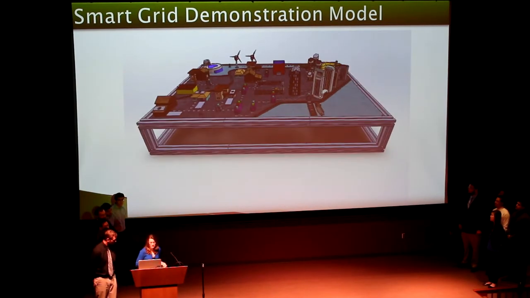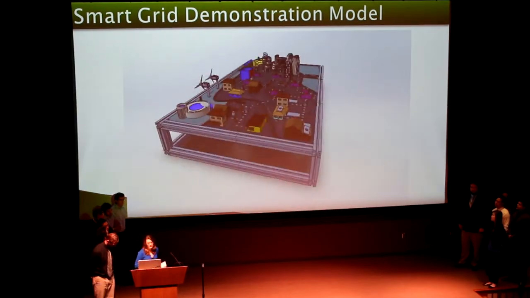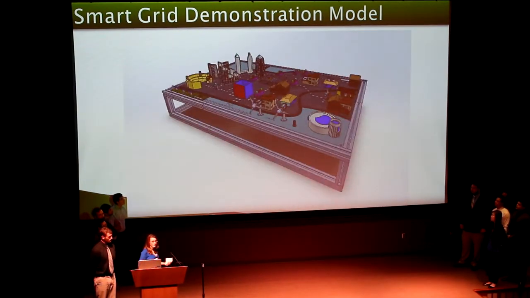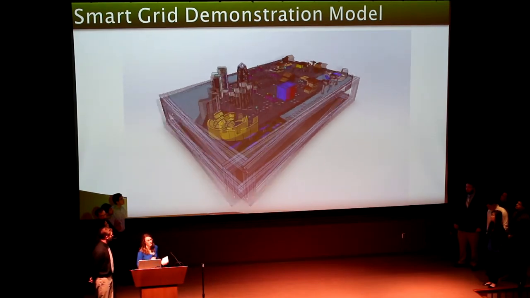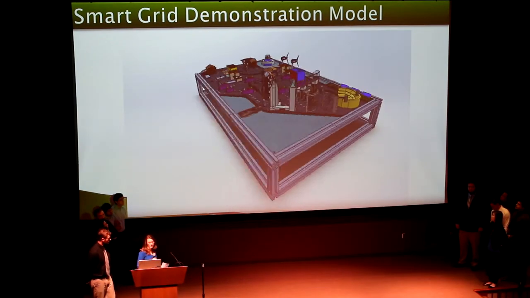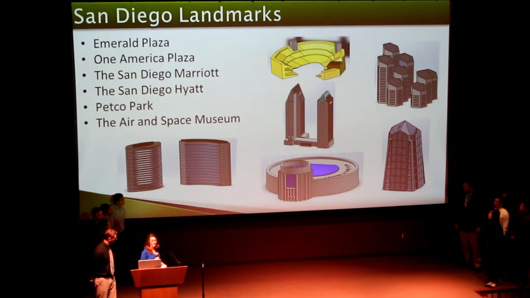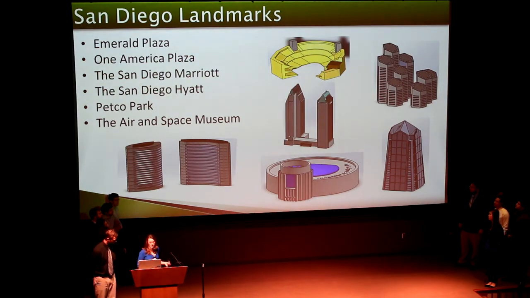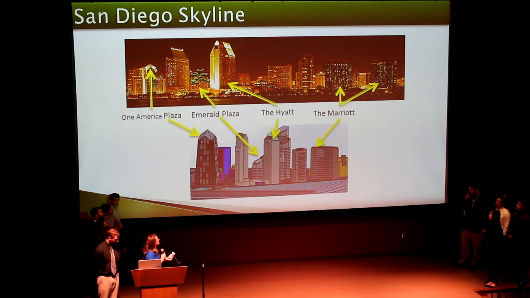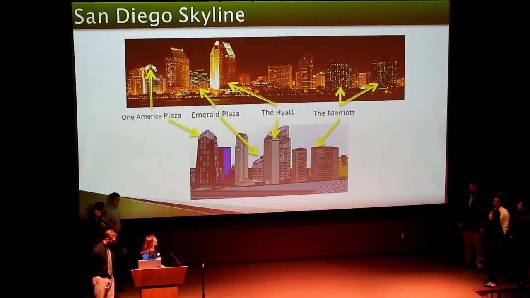The main features that make this look like downtown San Diego are the modeling of the I-5 freeway, the 163 freeway, and the 94 freeway, as well as several landmark San Diego buildings. Here's a list of the buildings that we modeled to give the design a look of San Diego. I'm sure you can recognize a few of them. There are also model buildings that are in the San Diego skyline. You can see that their locations on the model do relate to their actual locations in the San Diego skyline.